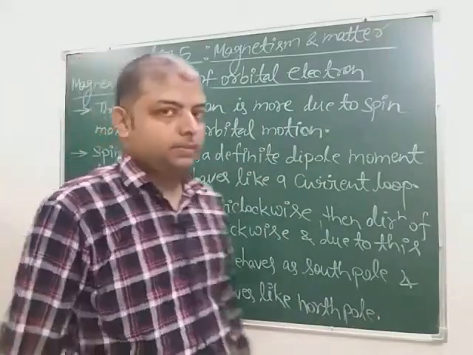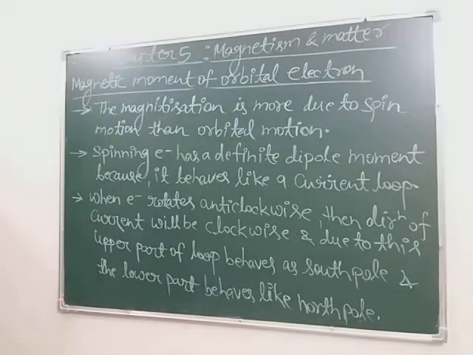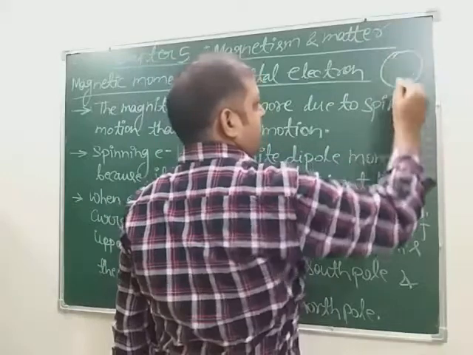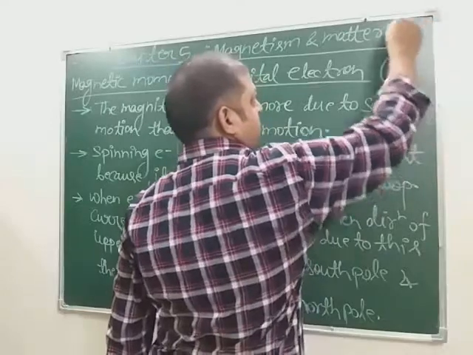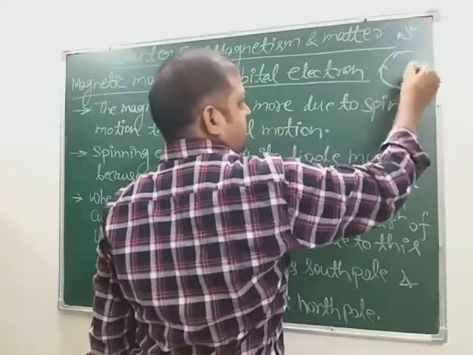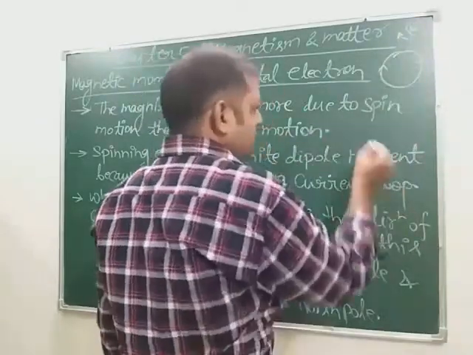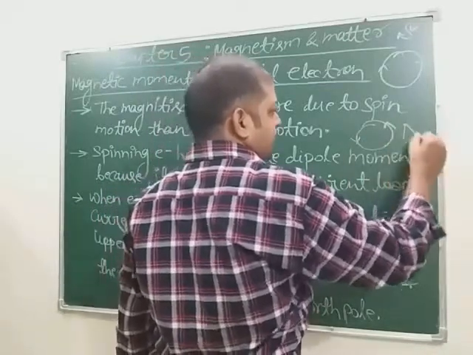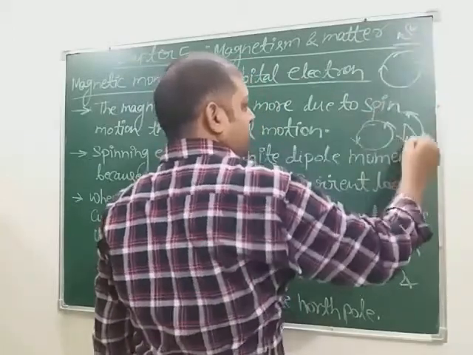So in moving charge and magnetism, we have already studied this theory. If the current is clockwise, then that face behaves like a south pole. This is clockwise, so it behaves like a south pole. And if it is anti-clockwise, then it behaves like a north pole. That is south pole, that is north pole.